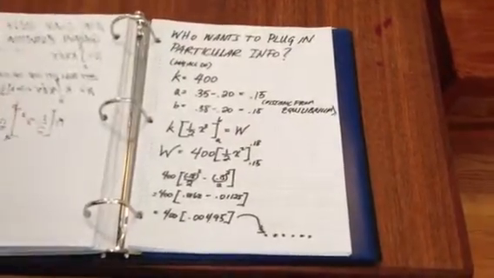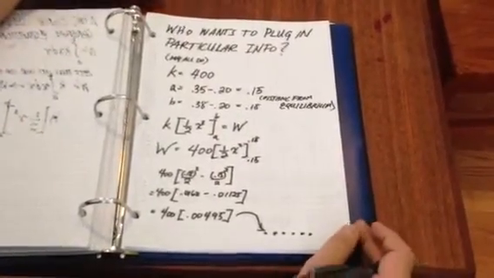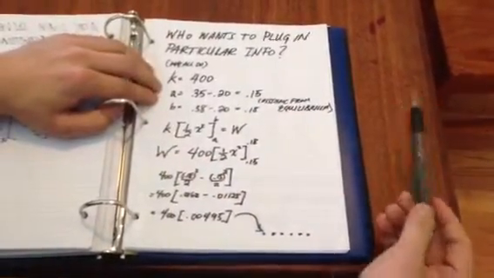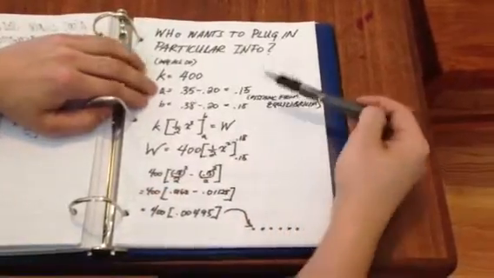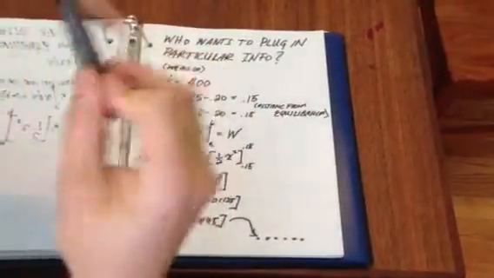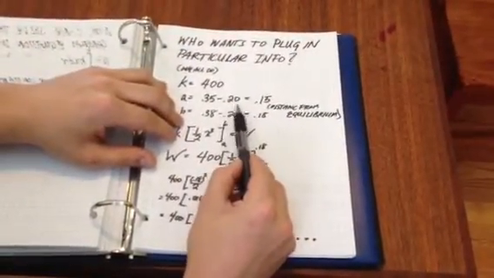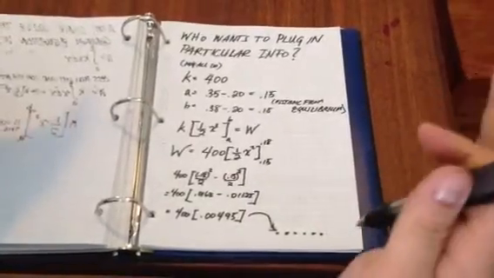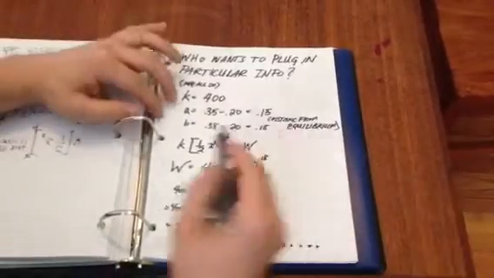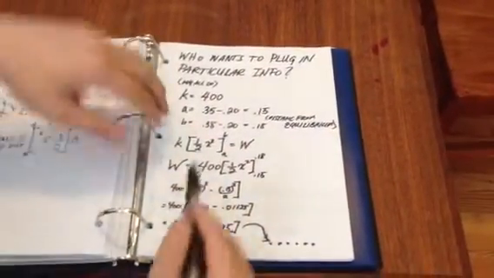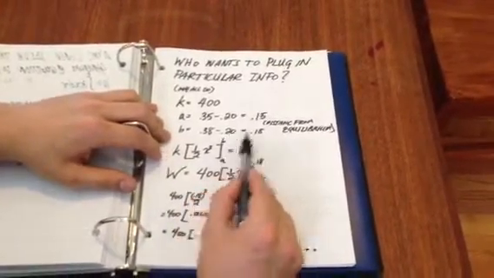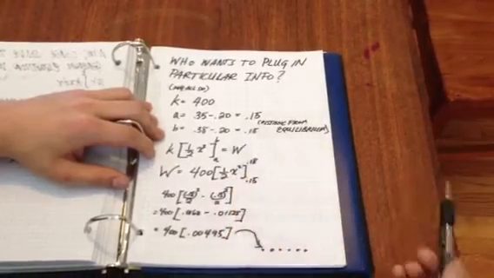Now, let's plug in some particular info together. K equals 400. And what's A? This is really important. A is our 35 centimeters minus the natural, or lazy, length we were talking about in the beginning, and that equals 0.15 meters. It's 15 centimeters. The end of the interval is 38 centimeters, or 0.38 meters, minus the natural length of the spring, which equals 0.18.